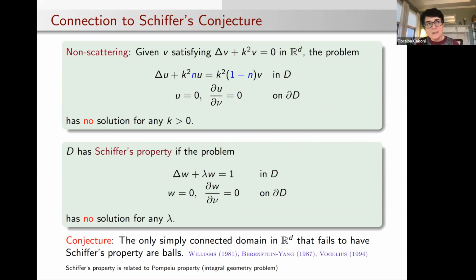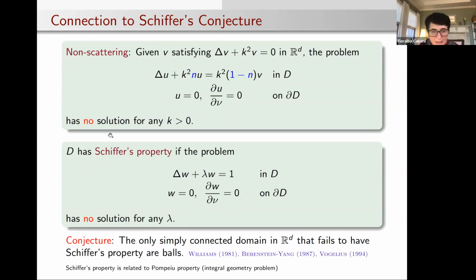So the progress, to my understanding, is being made one step at a time, coming up with more refined conditions for which the Schiffer's property fails. I know that for a ball, of course, it's known that the Schiffer's property fails. I see. But because the conjecture as stated is a negative result, it says fails to have. Exactly. But there could also be a positive result, right?